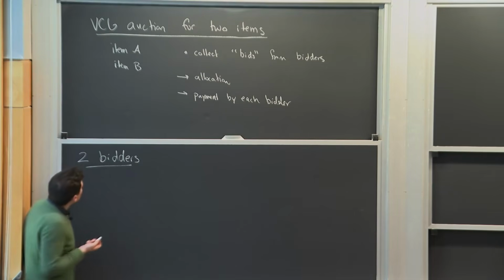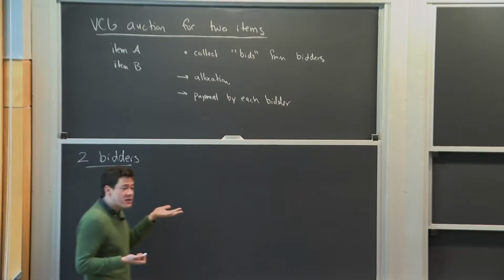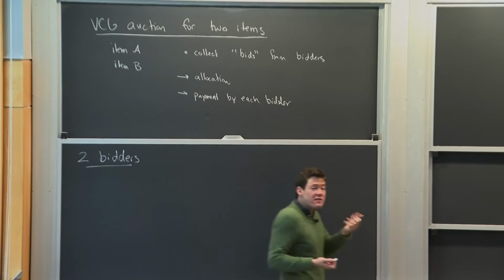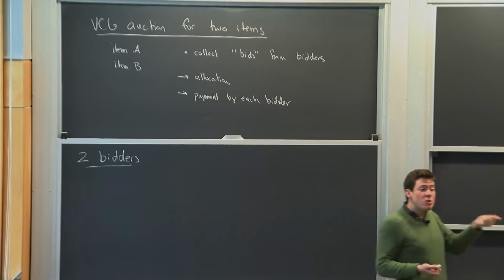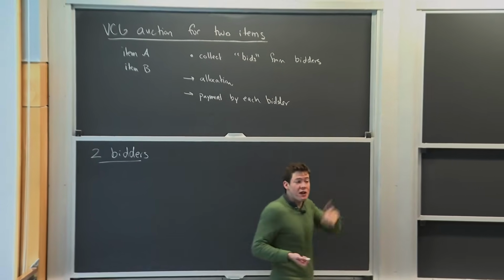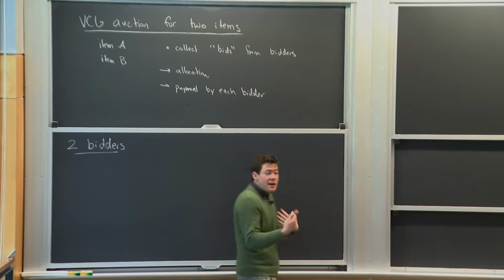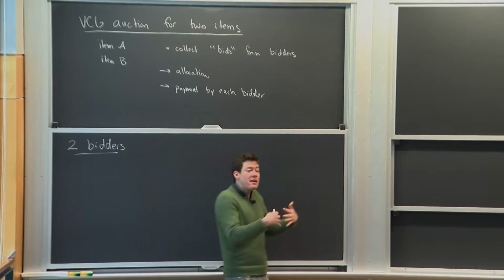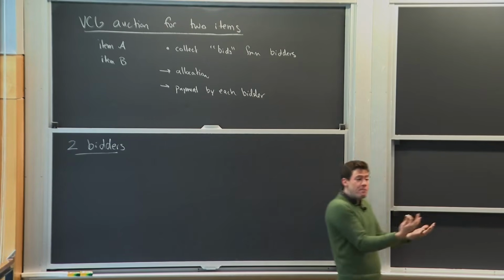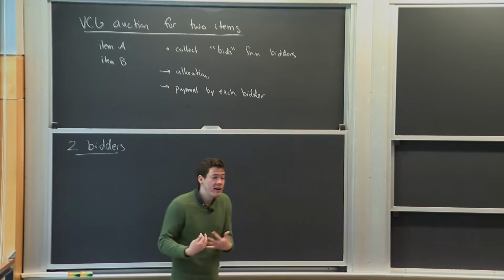First we have to say, what is a valuation? What do I need to tell the auctioneer if the auctioneer is asking me how much I value things? Well, I actually have to say three things. How much do I value item A if I just get item A? How much do I value item B if I just get item B? And then how much do I value getting both items together? Depending on the items, the value of the bundle may not be exactly the sum of your valuations for the two items.